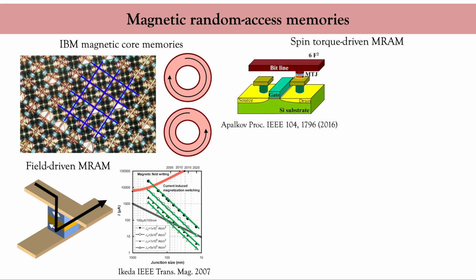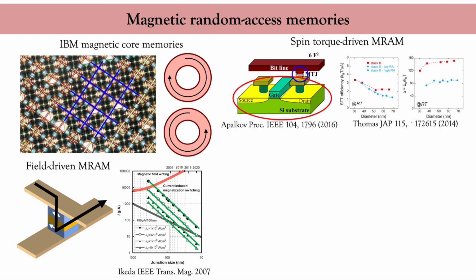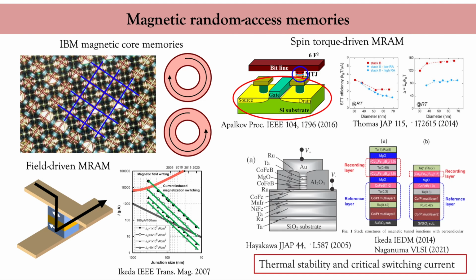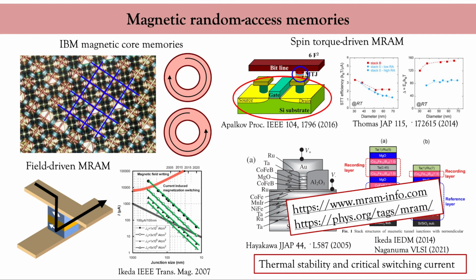Here, you have a standard spin torque magnetic random access memory bit. This bit consists of a CMOS transistor on top of which lies a magnetic tunnel junction. This technology can be scaled down to very small bit sizes, typically 10 nanometers or so. This is currently the most mature spintronics technology. A lot of effort is being put into developing optimal stacks with enhanced thermal stability and reduced critical switching current. This is still a very active area and big tech companies are working hard to bring it to the market. So I encourage you to check out the latest news on these websites.